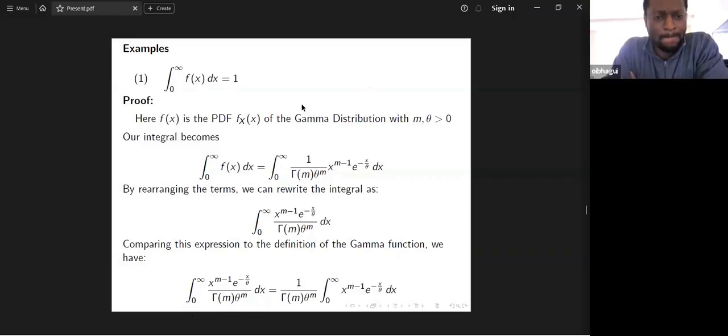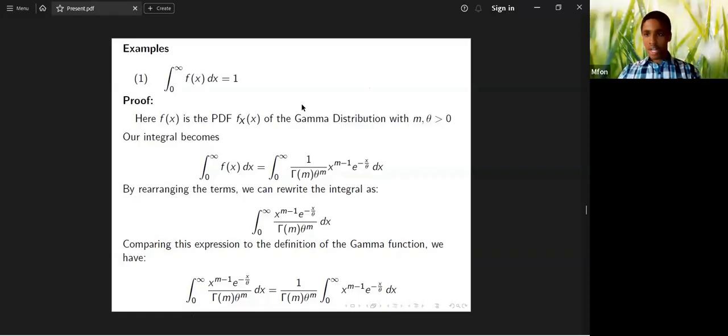All right. So now what we are doing is we're going to put it into the equation, the PDF of the gamma distribution. Once we put this in, we'll get 1 over gamma m times theta raised to m times the definite integral from 0 to infinity of x to the m minus 1 e to the negative x over theta dx. This formula resembles the gamma function in a way, but not completely. So in order to fix this, we have to make some substitutions.